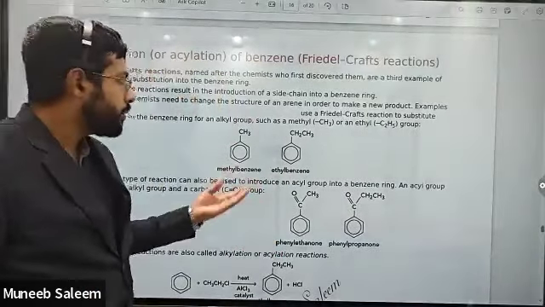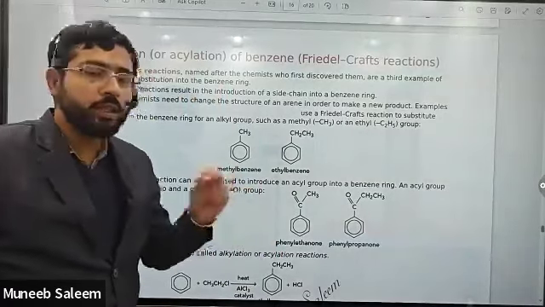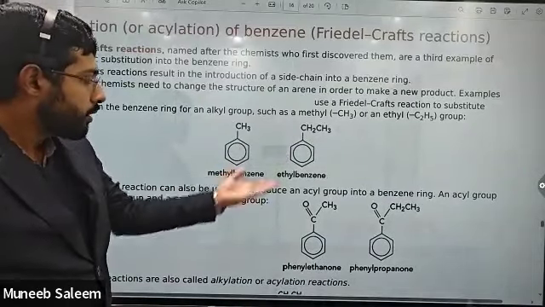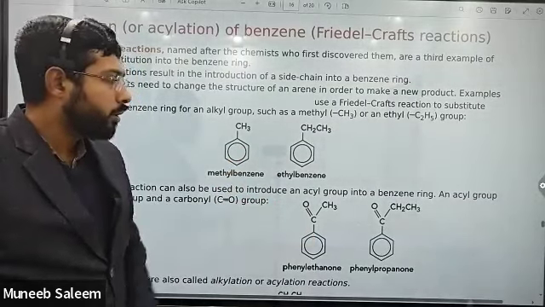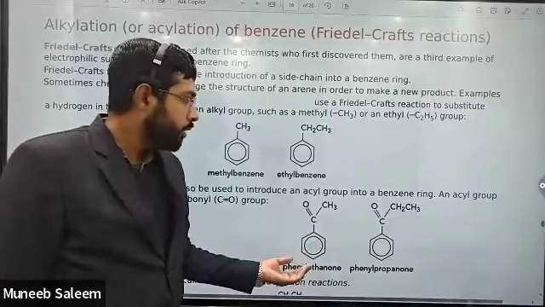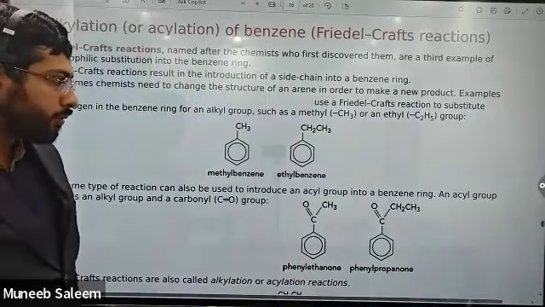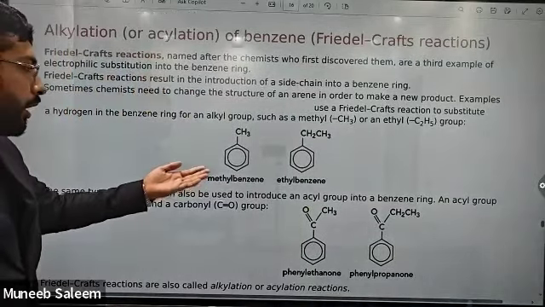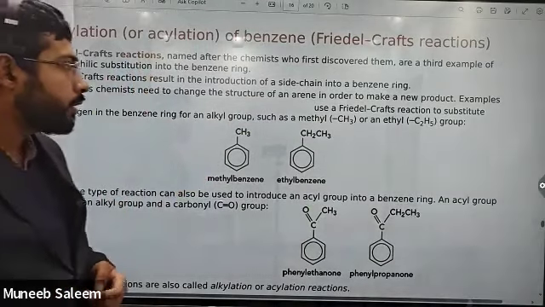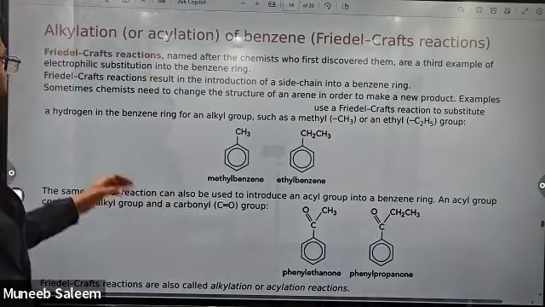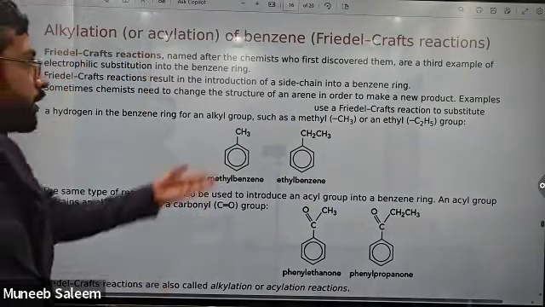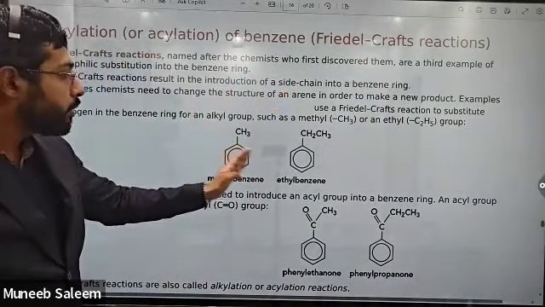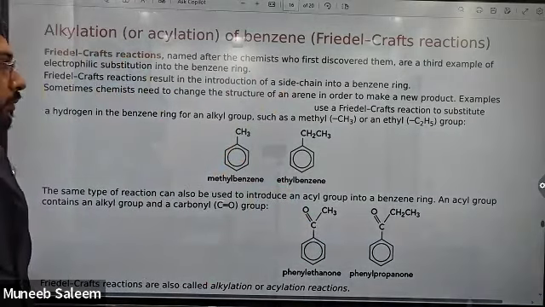So in this topic, we are supposed to find the way of connecting the alkyl group on the benzene ring, that is called alkylation, and how to connect the acyl part on the benzene ring to make it like a ketone compound. If we substitute the alkyl group, then we need the alkyl carrier compound. So Friedel-Crafts reaction results in the introduction of the side chain into the benzene ring. So the side chain could be alkyl or it could be the acyl compound.